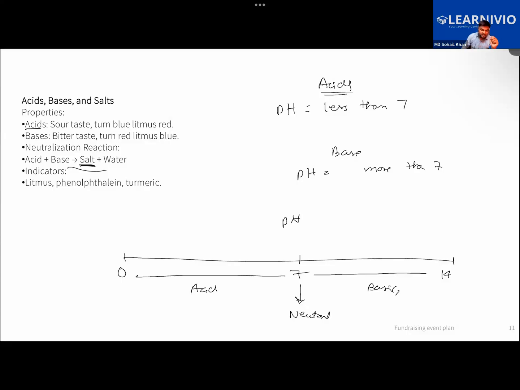We learned about applications. We learned about various applications of neutralization reaction in our daily life. Like when people suffer from indigestion, they take antacids. Now, can you give an example of an antacid?